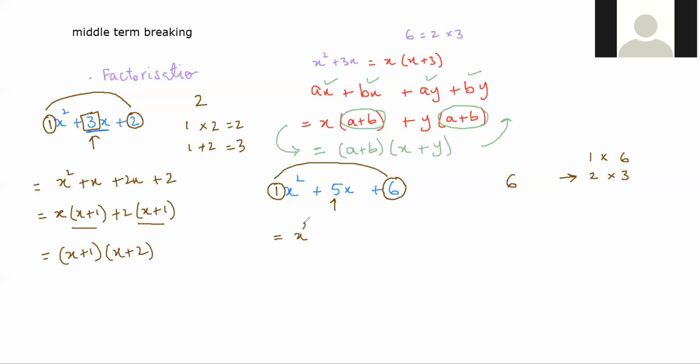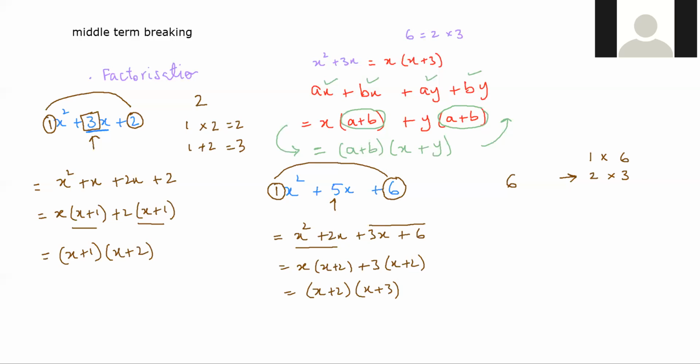You will write it as x squared plus 2x. It is up to you. If you want to write 3x first, you can write that. That makes no difference. Plus 6. So these first two terms have x in common: x into x plus 2. And these two terms have 3 in common. You must write plus 3 here. And this is x plus 2. So we have x plus 2 into x plus 3. So here this factorization is completed.